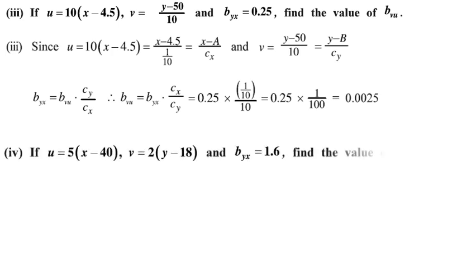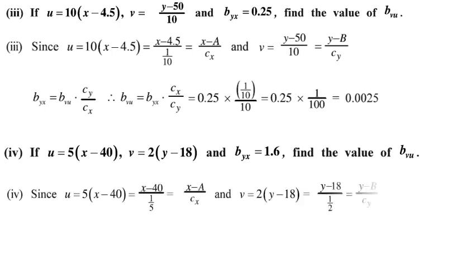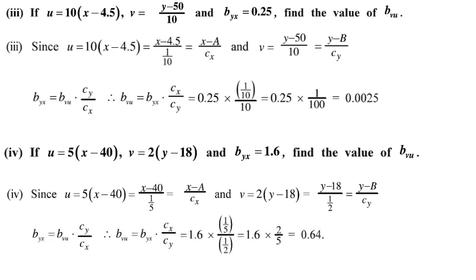The last one, both of them we have multiplied. The u is 5 multiplied with 5, and we have multiplied with 2. The byx is 1.6. We have to find the bvu. As you can see here, we will take the inverse. So cx will be 1 upon 5 and cy will be 1 upon 2. We put that in the equation: byx into cx upon cy, 1.6 into 1 upon 5 upon 1 upon 2.